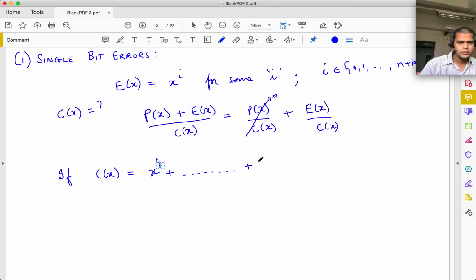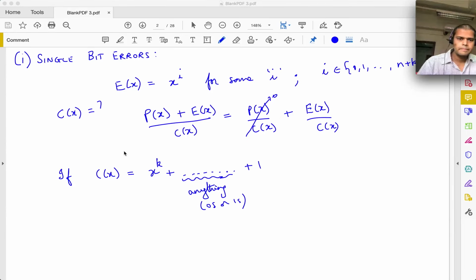Okay, and suppose I go all the way up to 1, so that means that the first bit in this C of x is 1 and the last one is also 1. And I have anything here, so zeros or ones, then we can show that this type of E of x is not divisible by C of x.